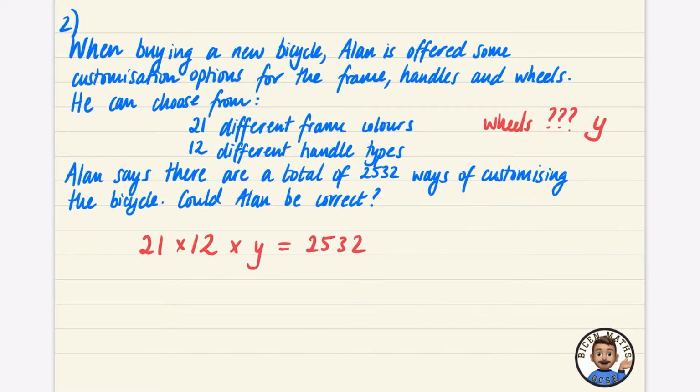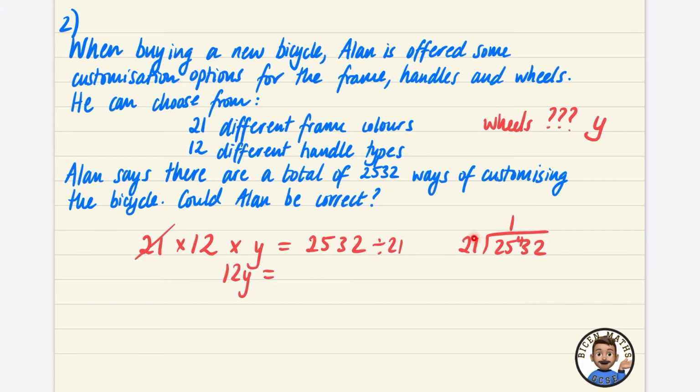Okay, well, let's start off by dividing by 21. I'm going to get rid of this 21 by dividing by 21. So we think that 12y is going to be 2,532 divided by 21. Let's see if we can actually come up with an answer. So 21 goes into 25 once with 4 left over.